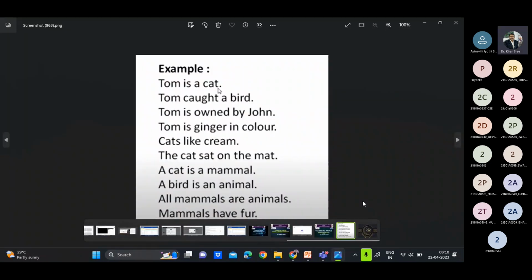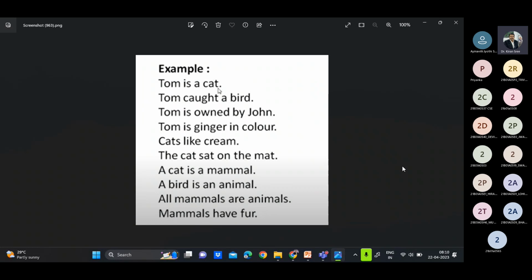So this is a simple thing that they have asked. They have given some connected statements like this. Tom is a cat. Tom caught a bird. Tom is owned by John. Tom is ginger in color. Cats like cream. The cat sat on a mat. And a cat is a mammal.